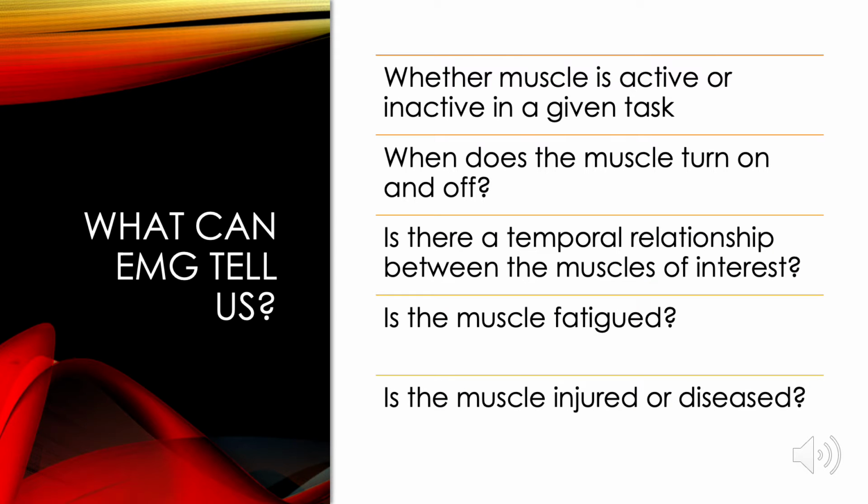As a result of EMG data interpretation, we can see whether muscle is active or inactive in a given task, when the muscle turns on and off, if there is a temporal relationship between the muscles of interest, if the muscle is fatigued, or if the muscle is injured or diseased. So some pathological profiles can be extracted from the EMG signature, such as MS.